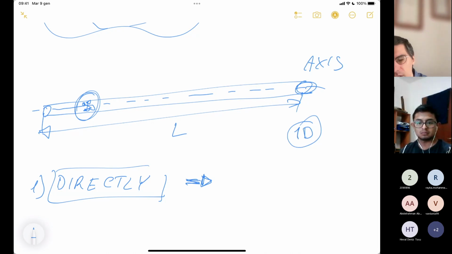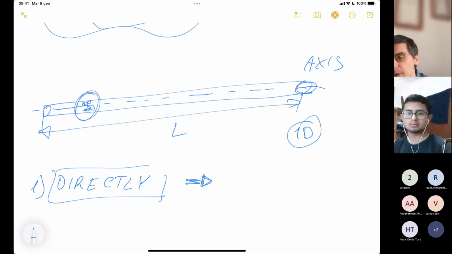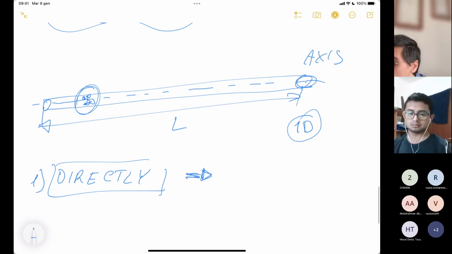In the case of the shell and plates, this is a little bit difficult because you need some introduction of differential geometry, which is too complicated, I mean, for the time that we have. So I will follow another path.